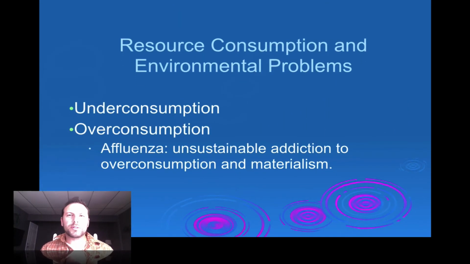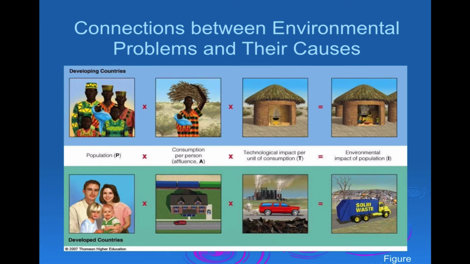Resource consumption, environmental problems. We can see underconsumption and then overconsumption. Affluent people: affluenza is an unsustainable addiction to overconsumption and materialism. Basically, people just buying and buying and buying, using, consuming without regard as to where that resource came from. We can look at the affluence, or the consumerism, the affluenza, and tie it to our Earth.